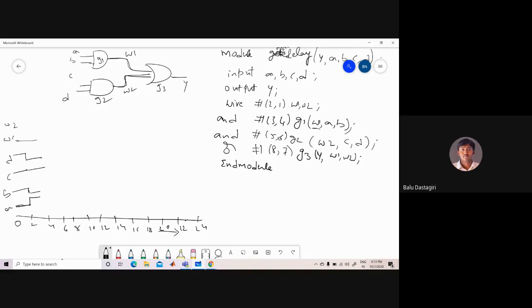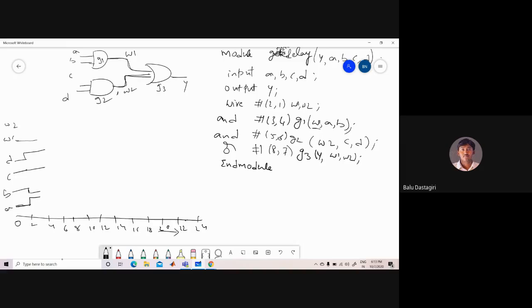Now what you can see is C is equal to 1, and let D also be 1. Initially D is 0 and let D become 1 at 2 time units. So now what happens? Initially C is equal to 1, D is equal to 0. But now C becomes 1 and D becomes 1. So the output of G2 becomes 1 here.